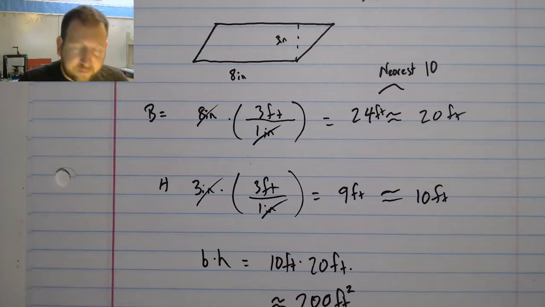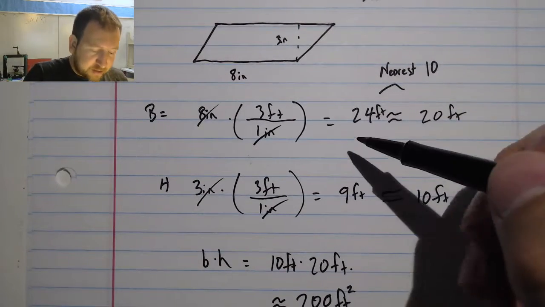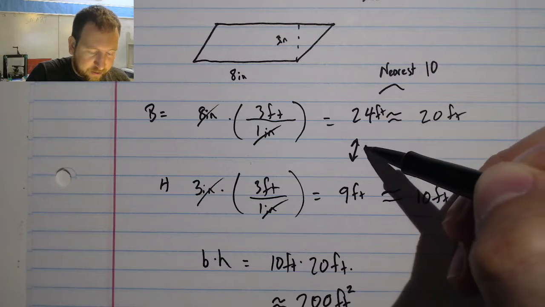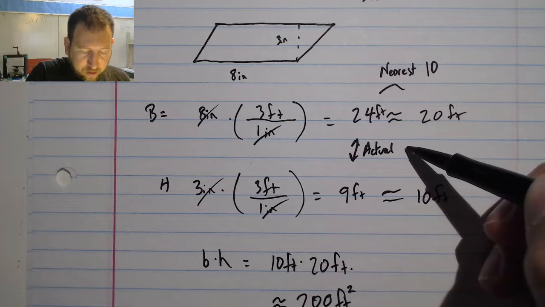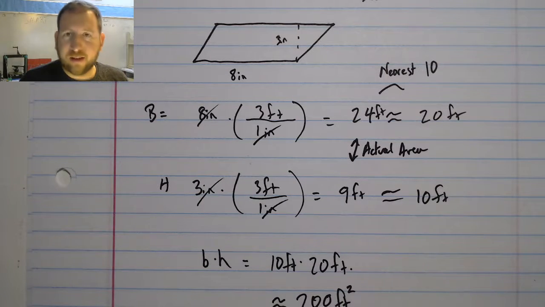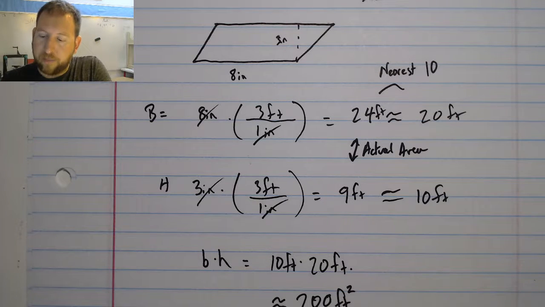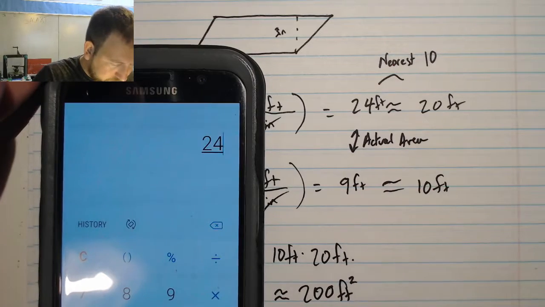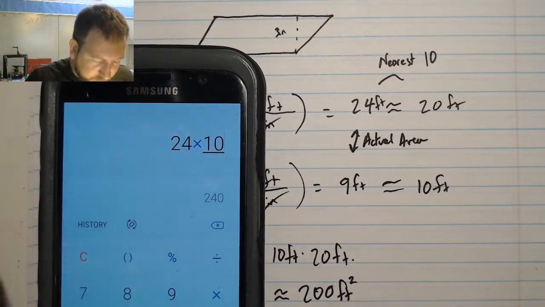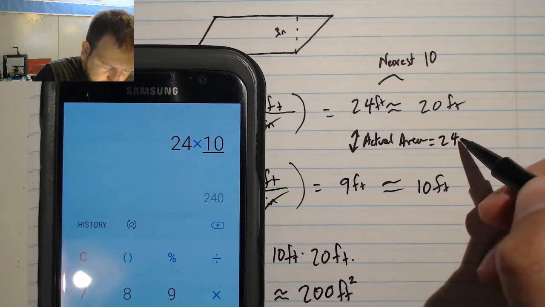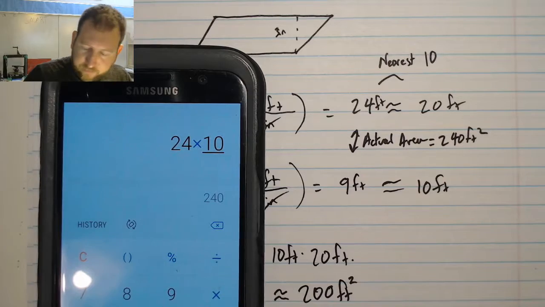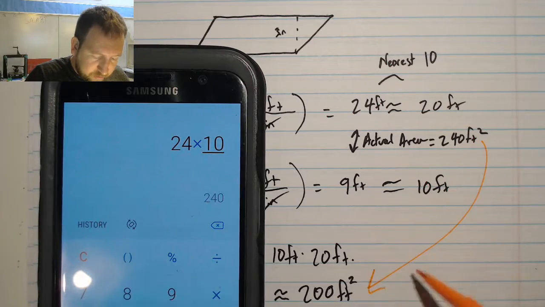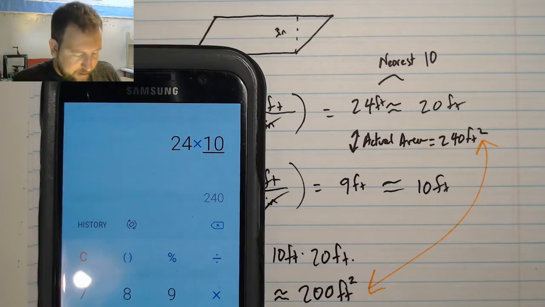Now, out of curiosity, let's see how close we actually were. What we could do instead is multiply these two numbers together, because this would be our actual area. But I can't do 24 times 9 in my head, unfortunately. I wish that I could. So let me pull up my app and I will check my calculator. So here I have 24 times 10. And that is 240. So you can see that we were pretty close, but of course not perfectly accurate.